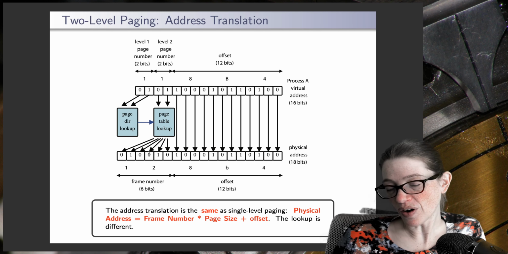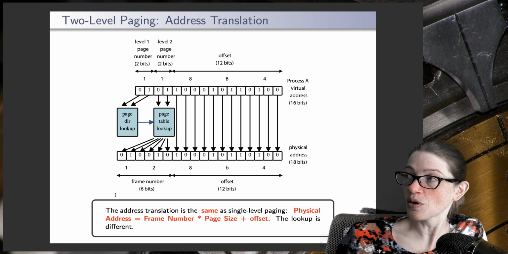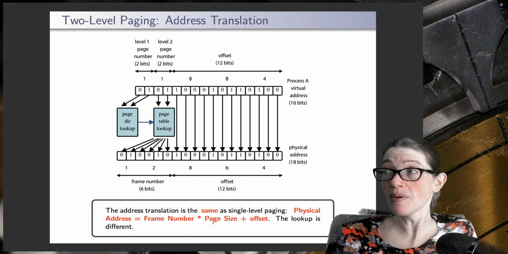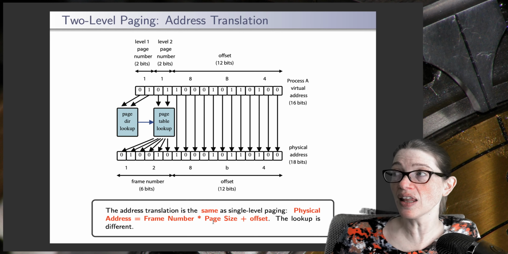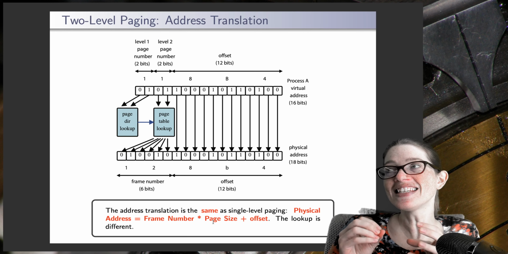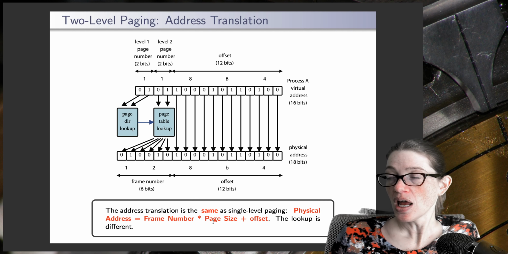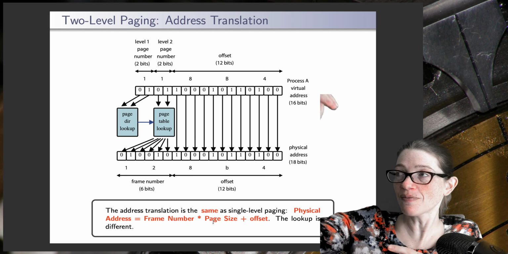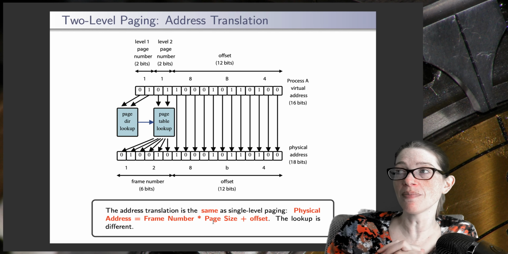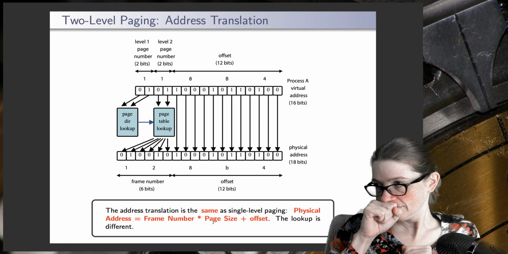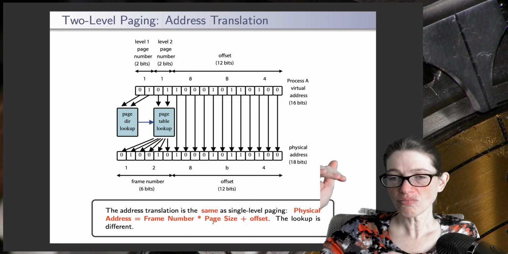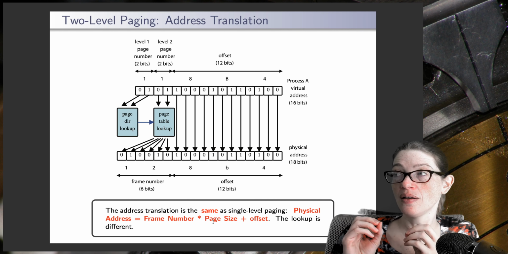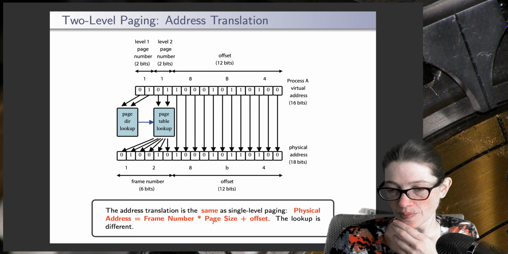Then we plop the frame number into the highest order bits of the physical address, and we drop the offset down. So the address translation for multi-level paging is actually the same as single-level paging. The difference is in how you find the frame number. Getting it takes a lot more steps because you're going to have to traverse the multi-level page table tree to find where that actual frame number is.